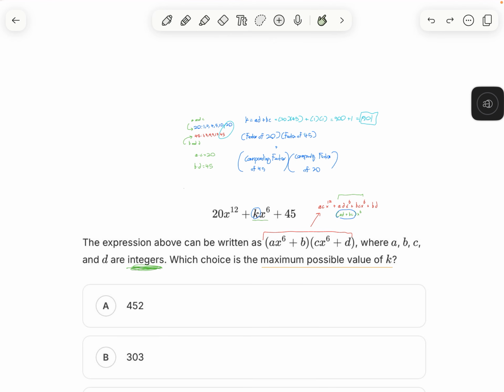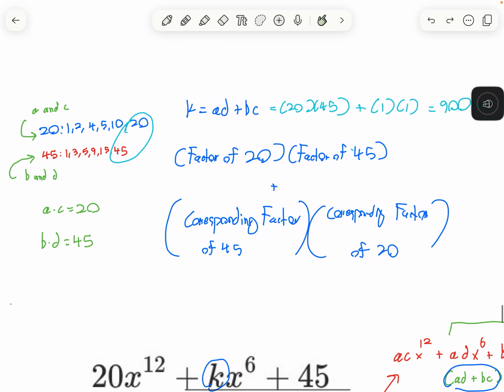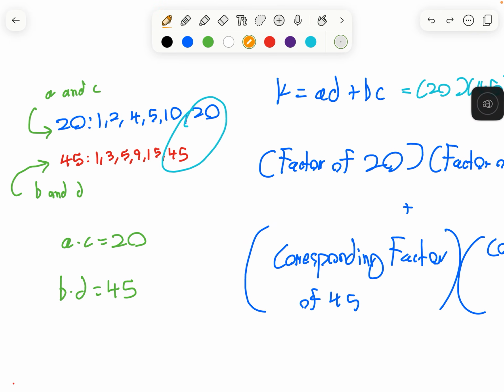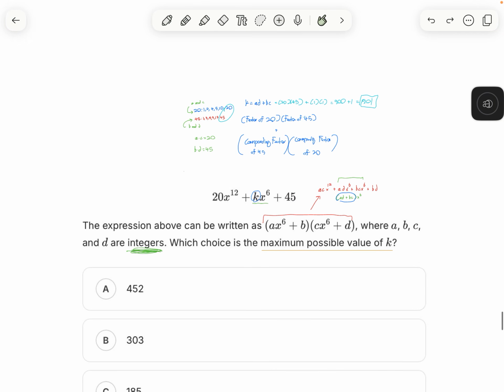If you want, you can experiment. I picked 20 and 45 as A and D, but you can always experiment, try different numbers. But once again, this is an optimization problem. Your goal is to run experiments, plug in numbers and see which one gives you the biggest answer. Most of the time, 90% of the time, if you multiply the two biggest numbers from each pair, it will give you the maximum value. So that's how you do this question.